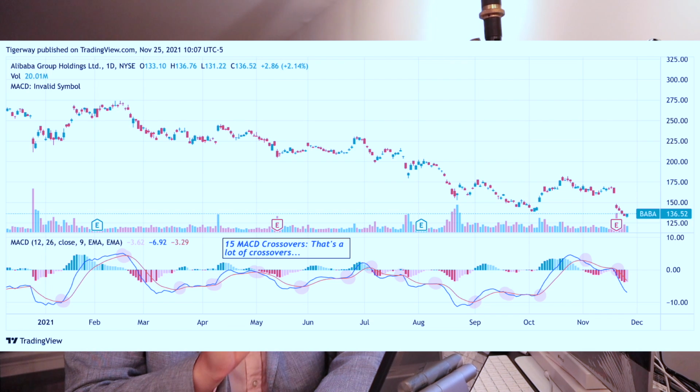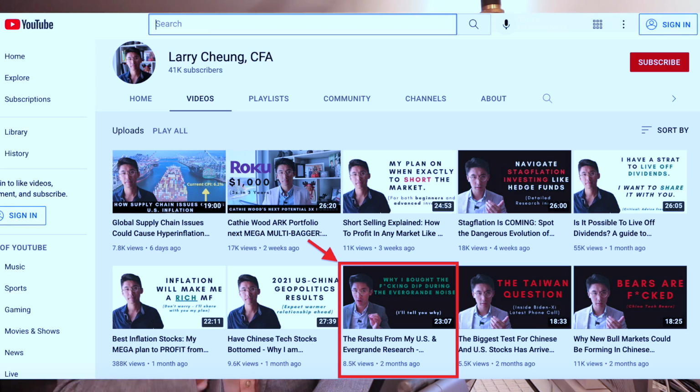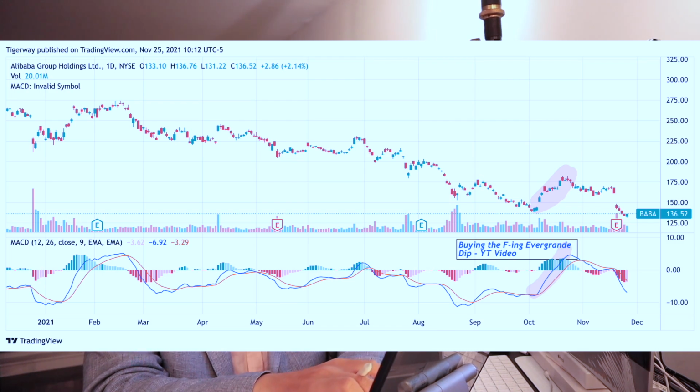You can see that on many different occasions, the MACD crossing over the signal line did not result in Alibaba's share price increasing. There was, however, a big MACD crossover in October, and around the same time I talked about buying the Evergrande dip because I did not believe that it would affect Chinese internet and US tech, and you can see that Alibaba, along with Chinese equities, performed very well in the month of October.